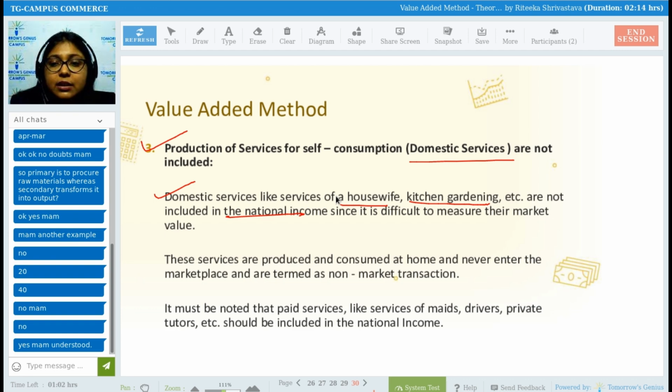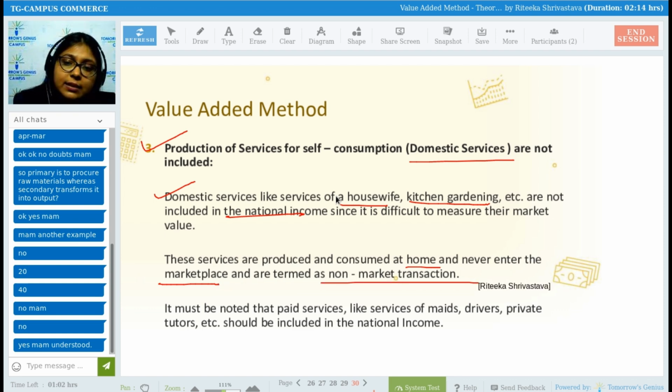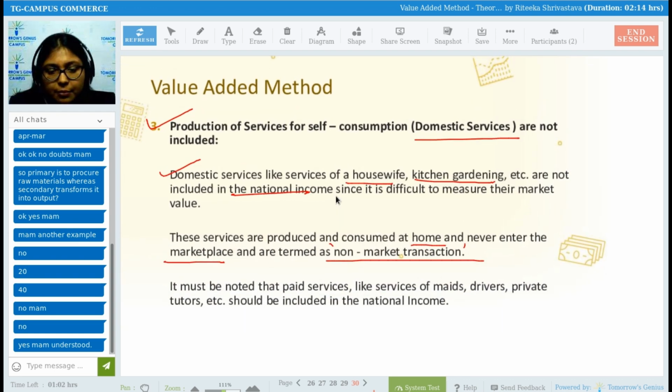These services are produced and consumed at home, never enter the marketplace, and are termed as non-market transactions. So these things are not included in the economy. Our mother making food for us, my sister who is a teacher teaching me at home, all these things are not part of the economy. They are not producing any goods and services or any flow of money in the economy. That is why they will not be included while computing national income.